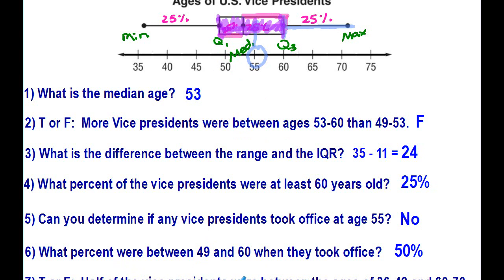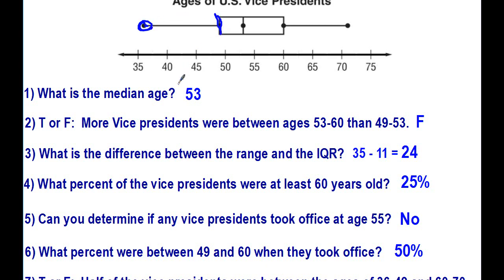True or false? Half of the vice presidents were between the ages of 36 to 49 and 60 to 70. That one is false. All right, let's see why. Let me erase this so that we can work with it a little bit more. Okay, ages 36 to 49. So here's 35. So 36 to 49. So that's going to be from the minimum to quartile 1. And that's 25%.